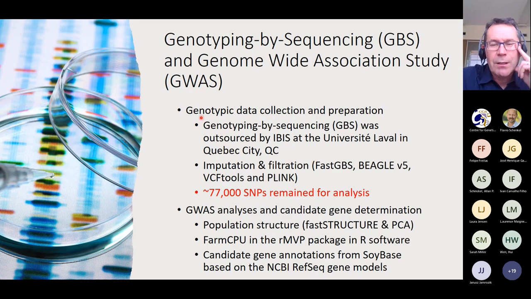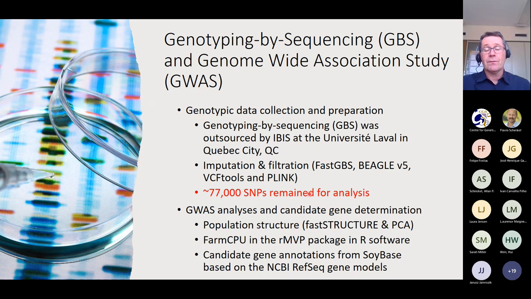So how did we look at the genetic diversity? We chose the way of doing genotyping by sequencing, developing a set of SNP markers. The genotyping was done at the IBIS Institute at the University of Laval in Quebec. I've been collaborating on a Genome Canada grant with Laval researchers, and they gave us access to their facility there. So the imputation and filtration were done using the programs that are all listed there in the brackets.